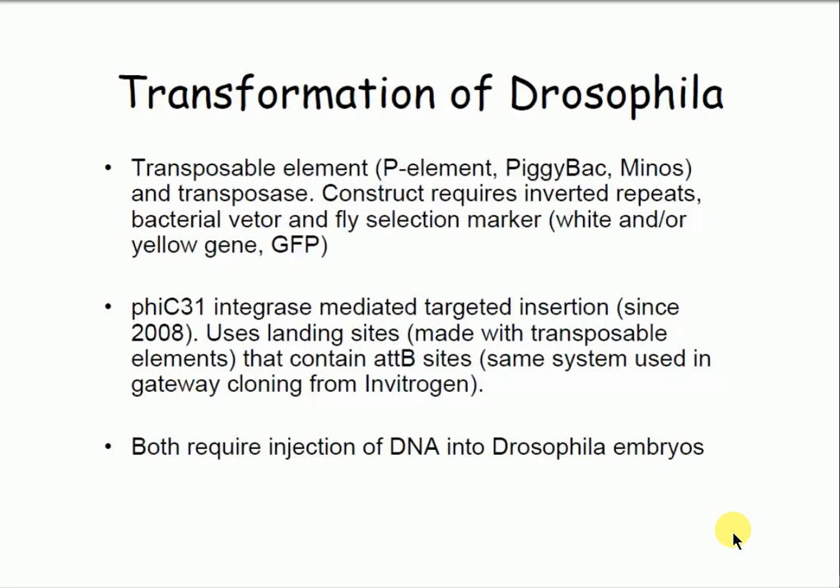Then again, we have a bacterial vector that we can use to amplify the DNA in the bacteria, and we need some fly selection marker. Most times it is the white gene, which makes the flies have red eyes. So if you take a white mutant and put in a transgene with the white gene, then we can recognize the transformants by their red eyes. So very simple. You find your transformant, one fly in a million white-eyed flies just pops out by its red eyes. It's a very powerful selection. The yellow gene is another one that's frequently used, or GFP more recently.